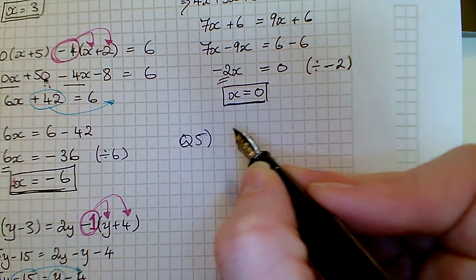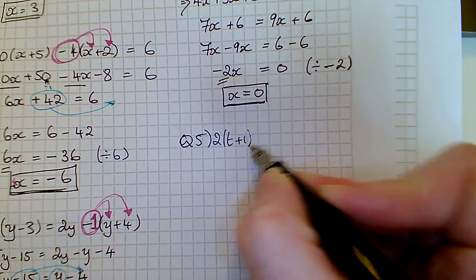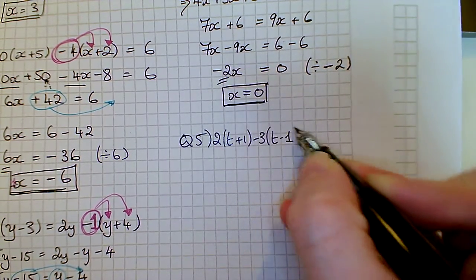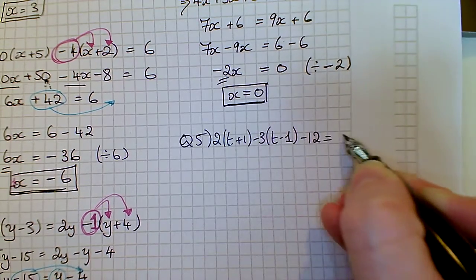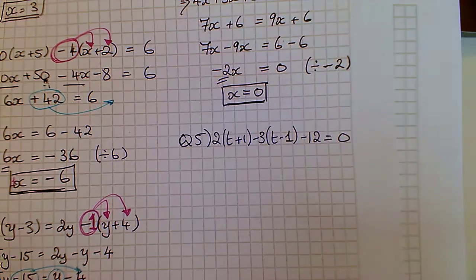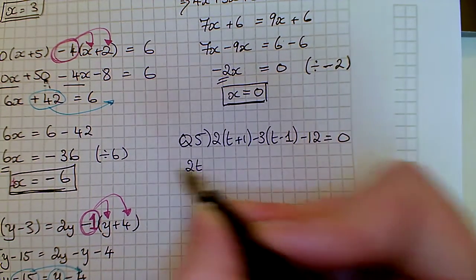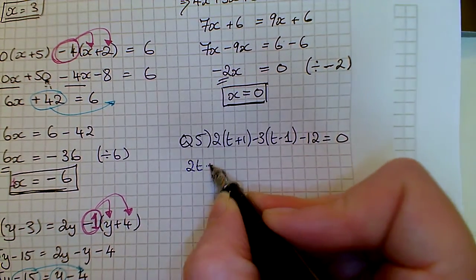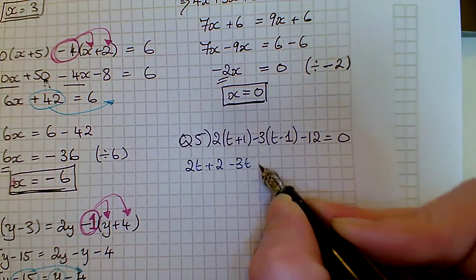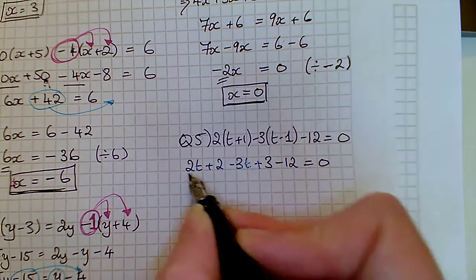Question 5. 2 bracket t plus 1 minus 3 bracket t minus 1 minus 12 equal to 0. And 0 is a number, so it's fine to have a number like that on that side. Multiply out the brackets. They're just changing up the letters to get you used to the fact that you can have any letter you want as a variable. Remember, a minus by a minus here gives me plus 3, minus 12 equal to 0.